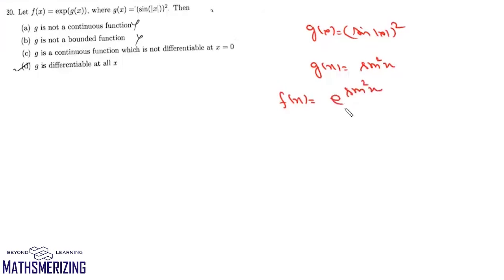Now question number 20 is, let function f(x) be e to the power g(x), and g(x) is sine of mod of x square. Now we know that mod x is either minus x or plus x, but there is an even power. So even if we take minus, it will again be plus. So we can write this g(x) as sine square x, and then this function f(x) will be e to the power sine square x. Now exponential functions, sine square and x square are all continuous and differentiable. So this function g is differentiable at all x, and that's your option number D.